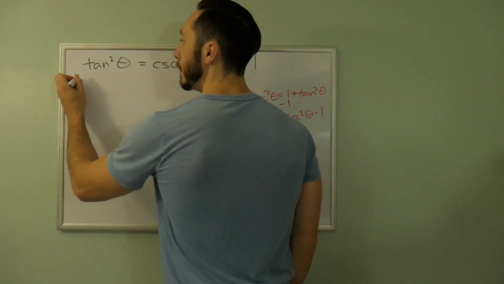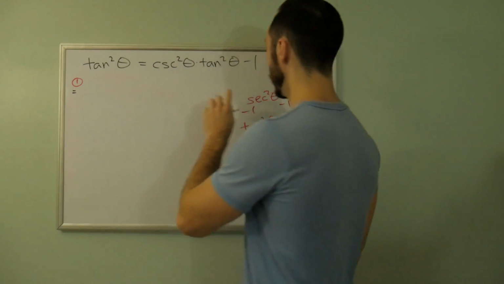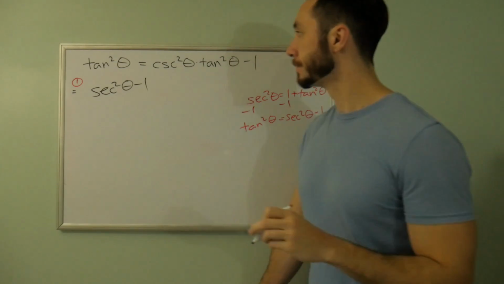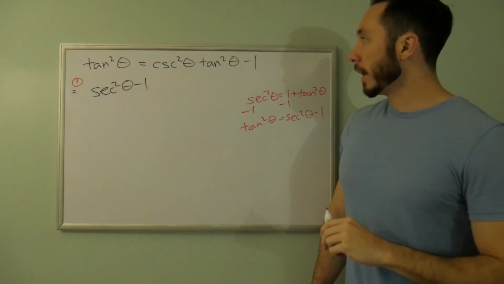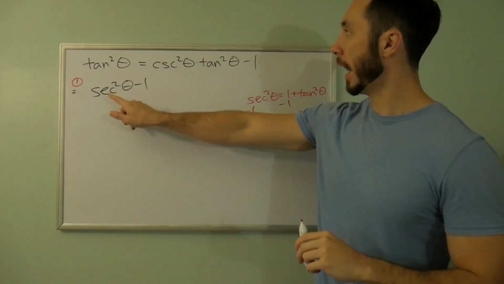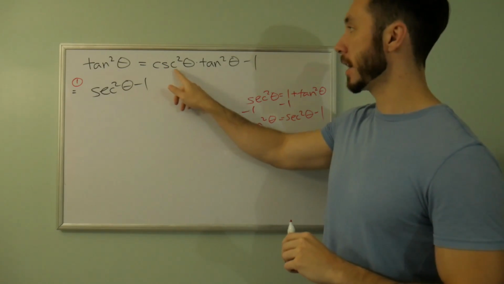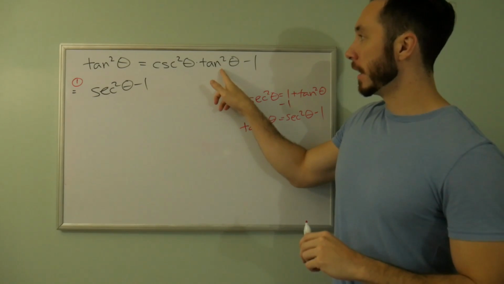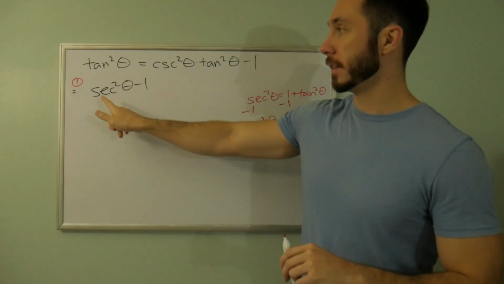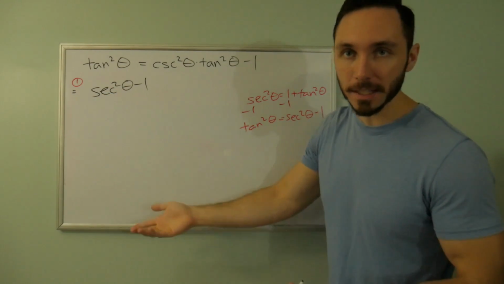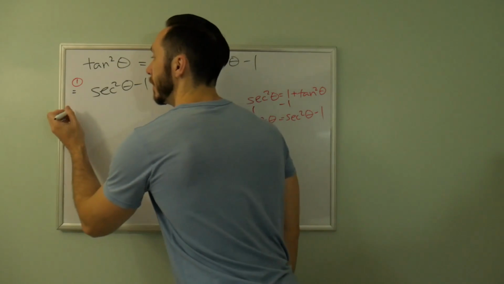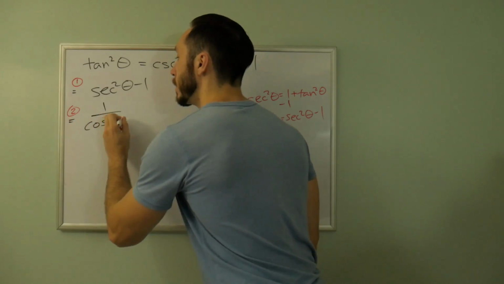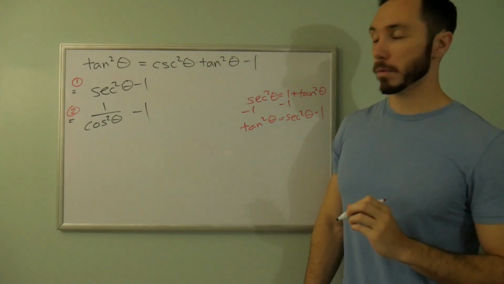So the first step, I'm going to set this equal to secant squared theta minus 1. I know that cosecant is 1 over sine, and I know that tangent is sine over cosine. This is an over cosine. The reciprocal of secant is cosine. So how about a good second step is to write this as 1 over cosine squared theta minus 1.